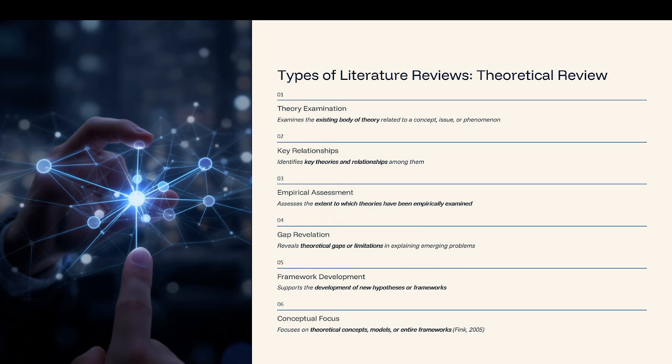Let's go to the last type of literature review, which is called theoretical review. Theoretical comes from the word theory. Let's begin with theory examination. A review does not always focus on what someone said, as we said before. So the purpose of this form is to examine the theory that has accumulated in regard to an issue, concept, theory, or phenomenon.